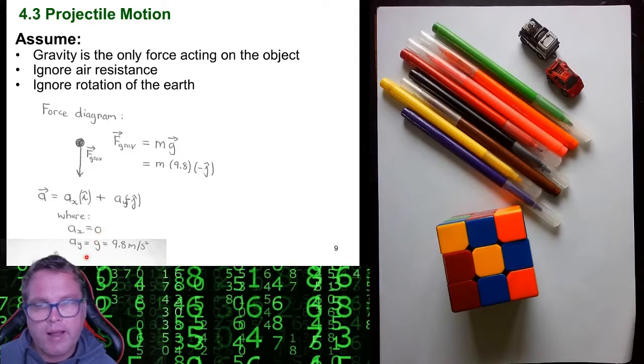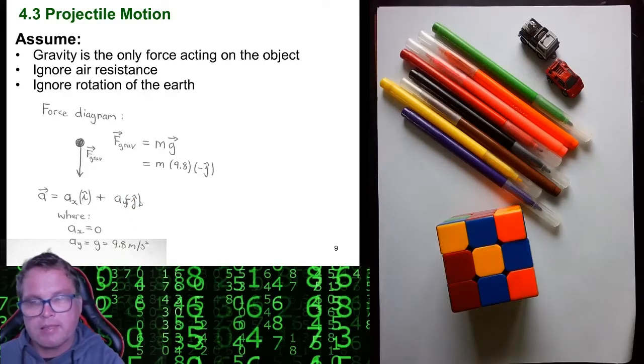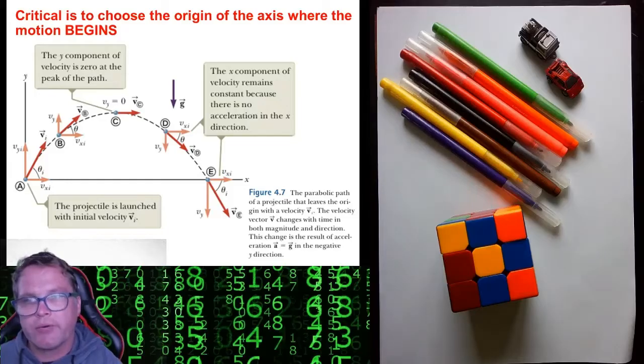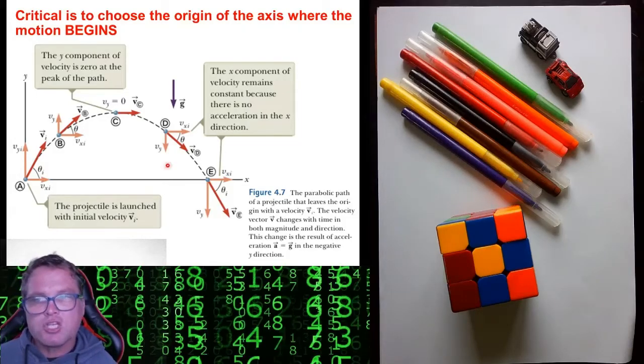And in the y direction, the only force acting on the object is gravity, and ay is going to be 9.8 meters per second squared in magnitude. Of course, the sign is going to be negative because it's in the negative j hat direction. So once again, if we look at the equations and what's going to be happening, it's critical to choose the origin of the axis where the motion begins.